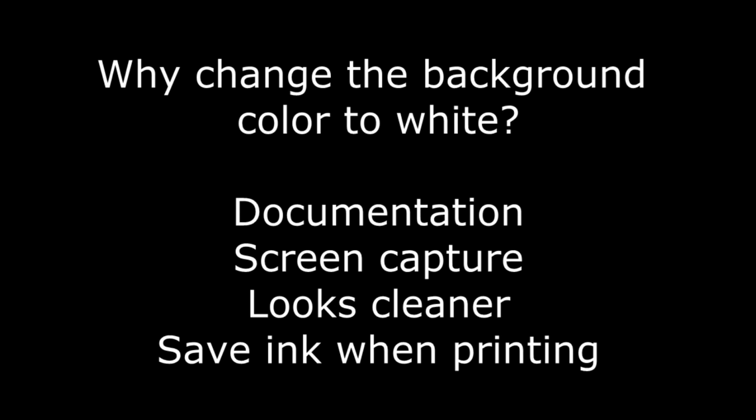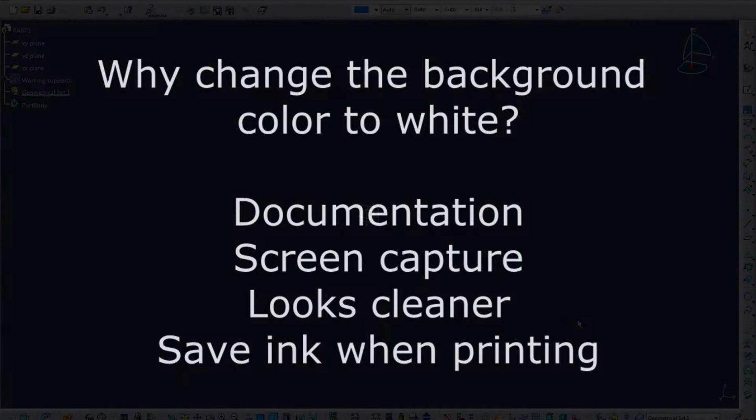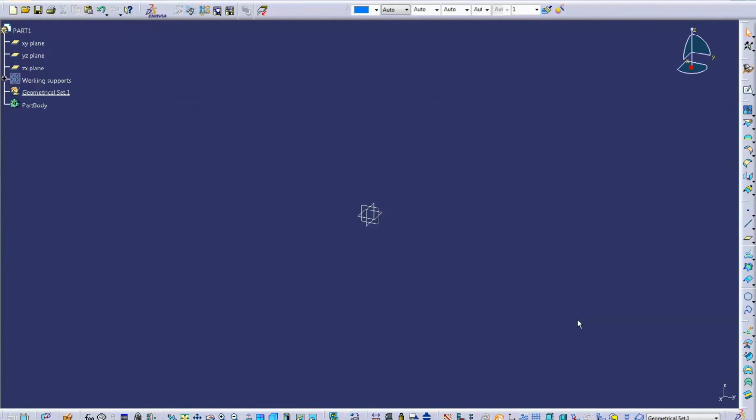Well, I mainly change the background color in CATIA to white for documentation purposes. I take lots of screen captures in CATIA and they just look better when you insert them into Excel or Word and the background's white. It kind of blends in. It also saves on ink when you print it out, because somebody always has to print out that 100-page document.